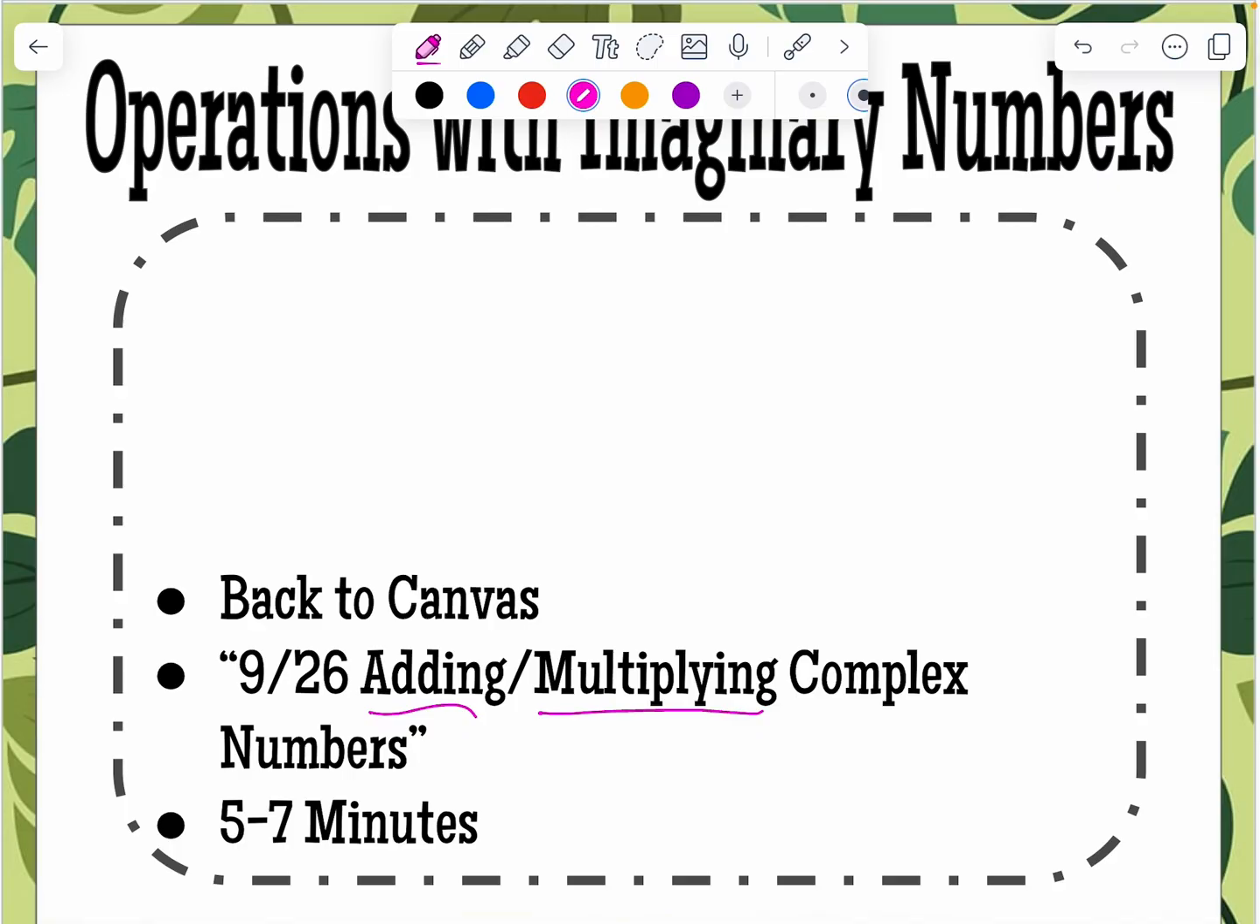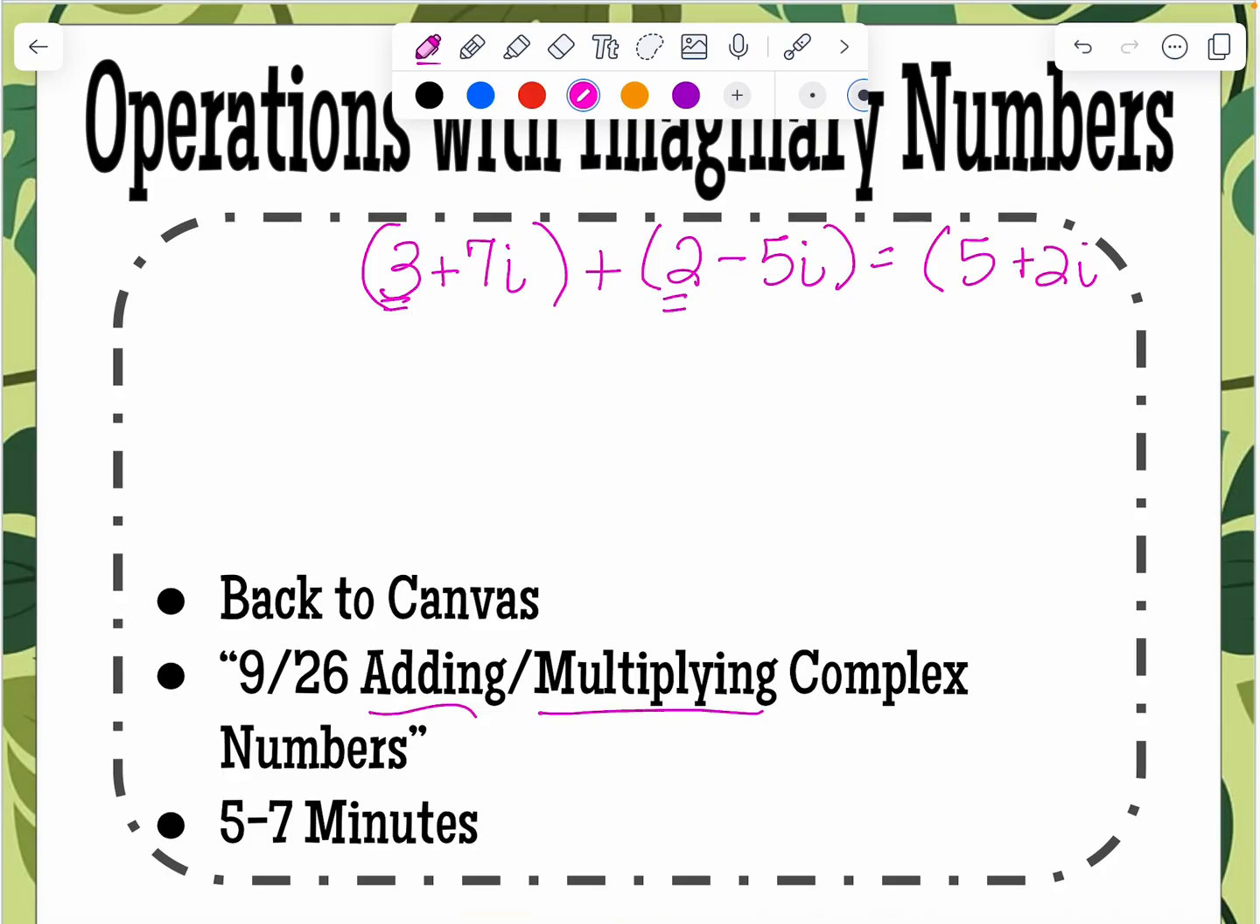So for example, if I said I've got 3 plus 7i, I'm going to take that and add that to 2 minus 5i. It would give me a solution of 5. I'm going to add my reals. 3 plus 2 is 5. And then I'm going to add my imaginaries. They can't go together. So I'm going to say plus 2i. So remember we talked a little bit about that where this is a plus bi, and a and b can't go together.